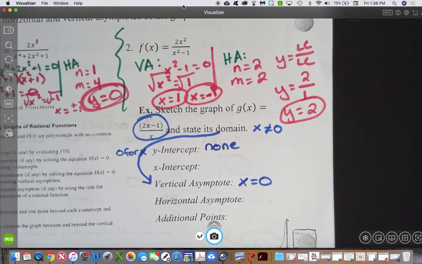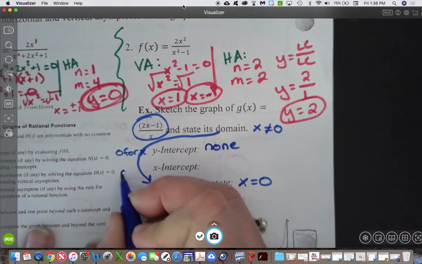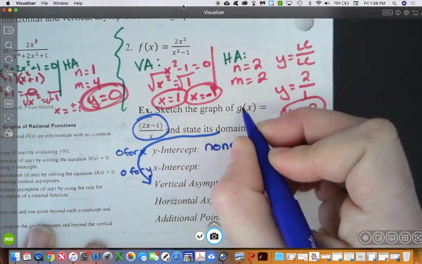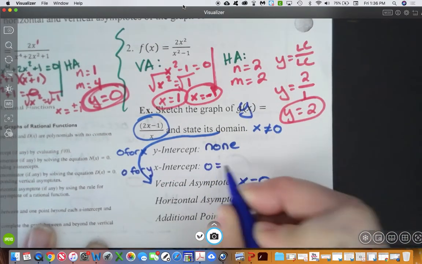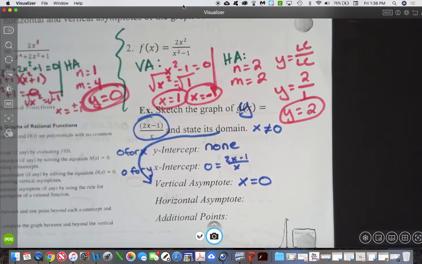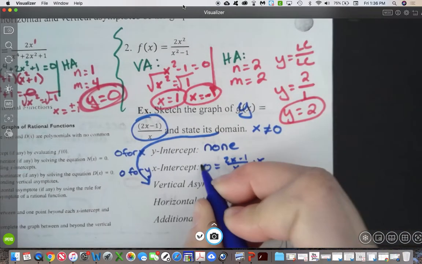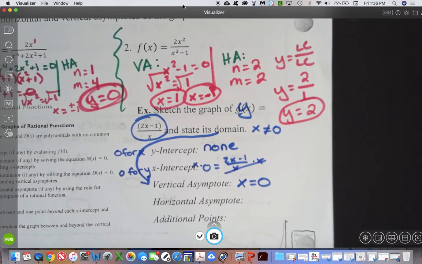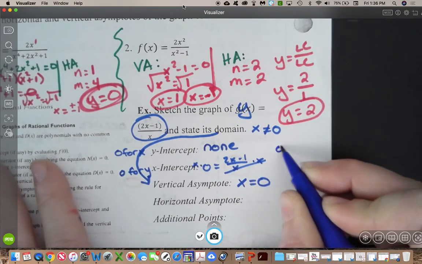Plug in 0 for y. Well, there is no y, but y is really g of x, so 0 equals 2x minus 1 over x. All right, now what? Multiply the x, which makes the whole bottom go away. You will find that every single time you find x-intercepts, you're really only finding the top, right? The top is the only thing. So, 0 equals 2x minus 1.